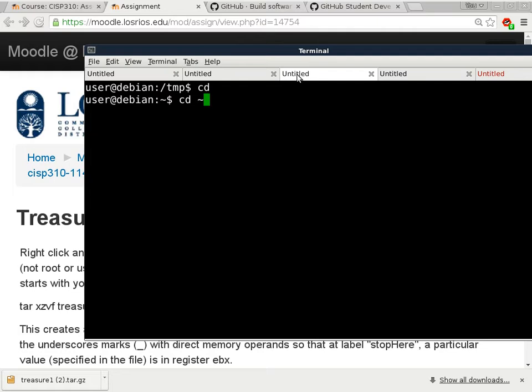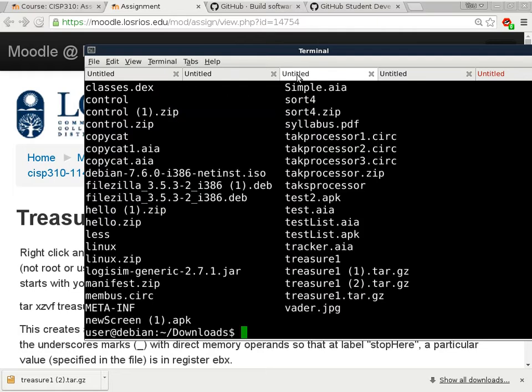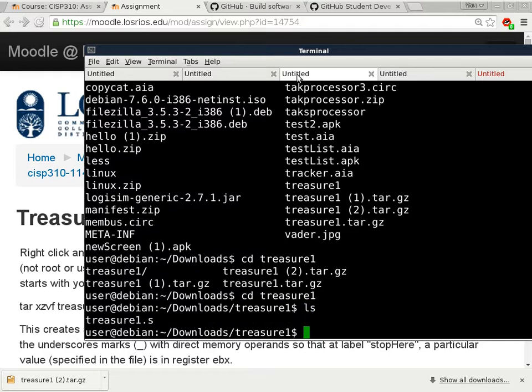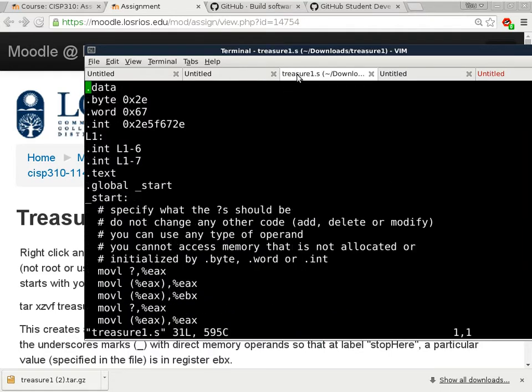And we'll go ahead and see if I already have the folder. Yep, I do. All right. So just looking at the source code first. This is the exact source code that you have to start with.